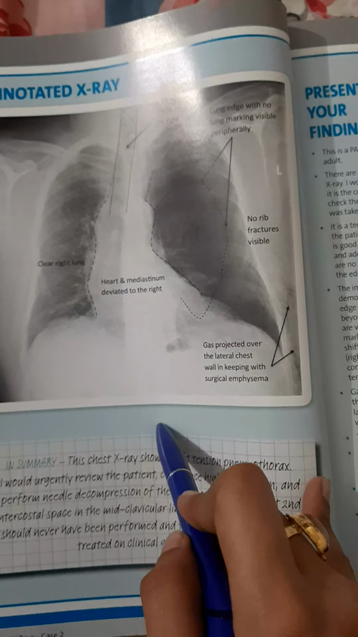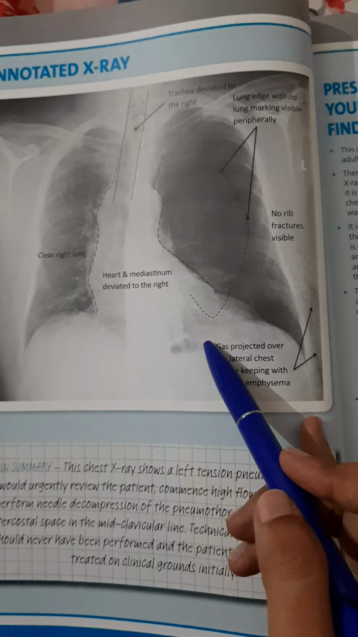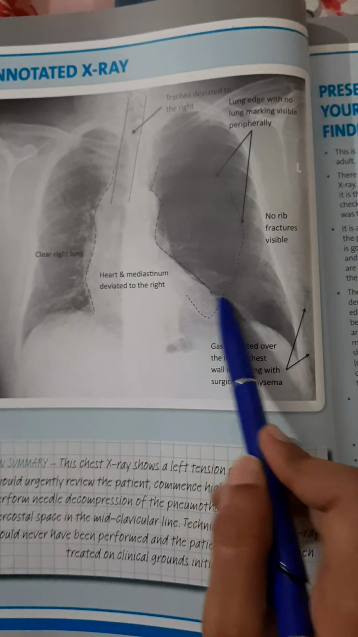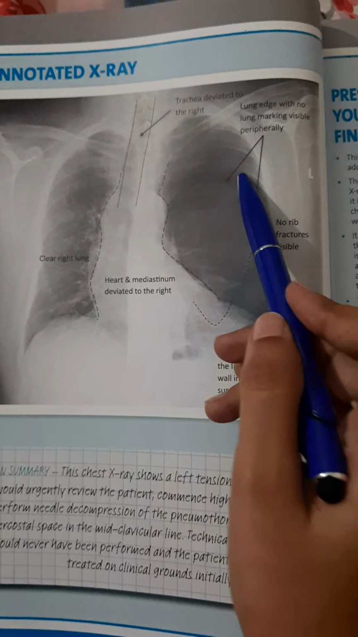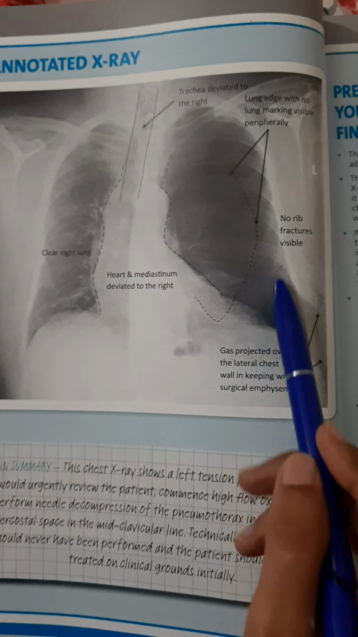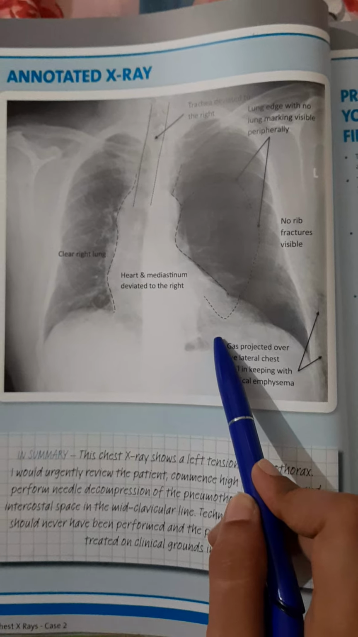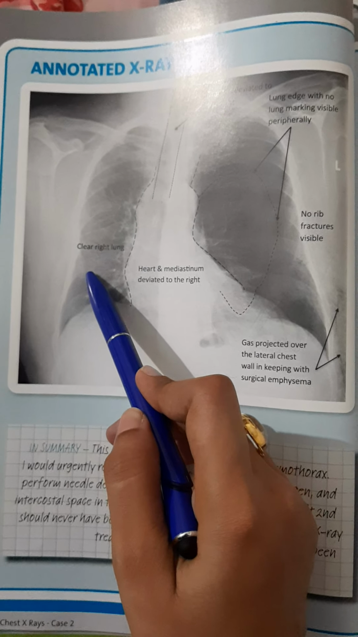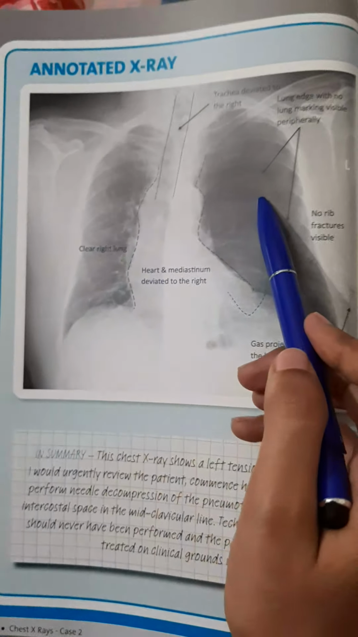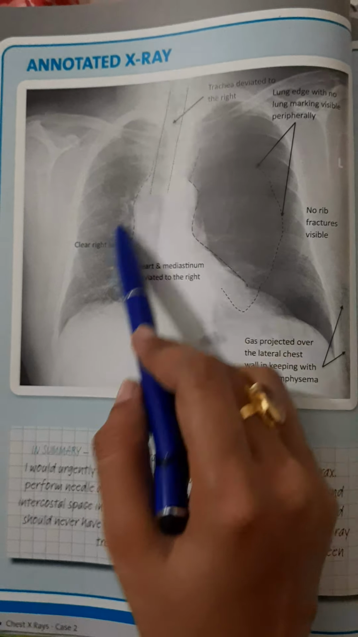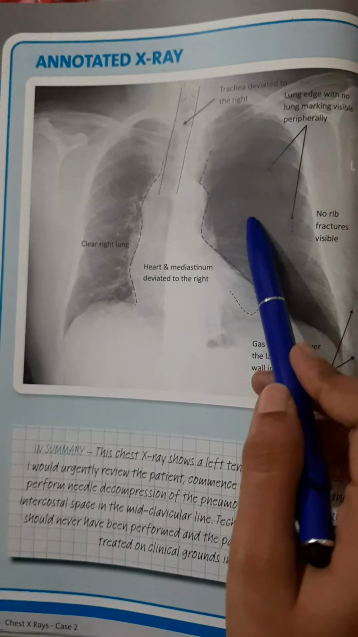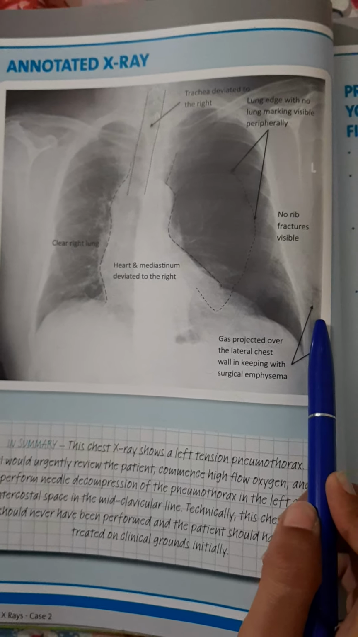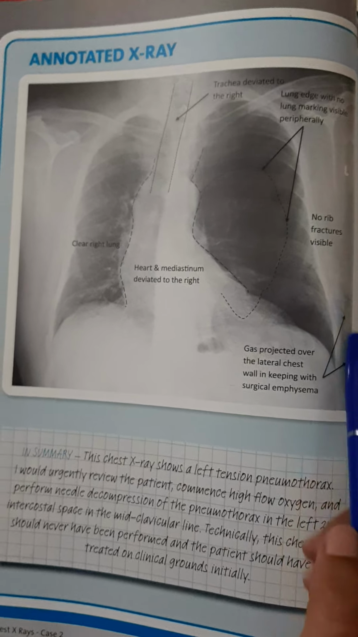The important radiological signs demonstrated include a lung edge in the left hemithorax. Here is the lung edge, beyond which no lung markings are visible. Here no lung markings are visible, and additionally there is marked tracheal and mediastinal shift to the right side, the contralateral side of the lesion. These features are consistent with a left-sided tension pneumothorax, and the gas can be seen projected over the soft tissues of the lower lateral chest wall in keeping with the surgical emphysema.